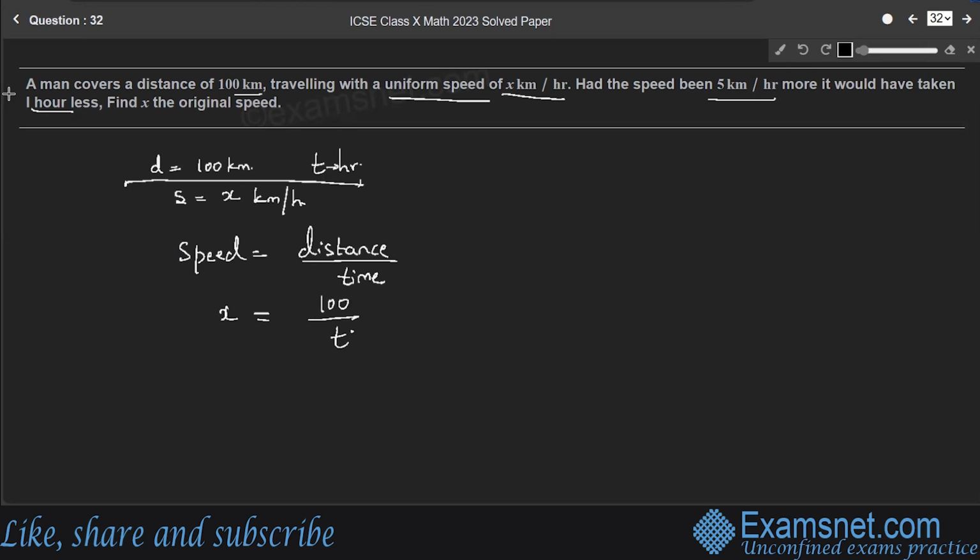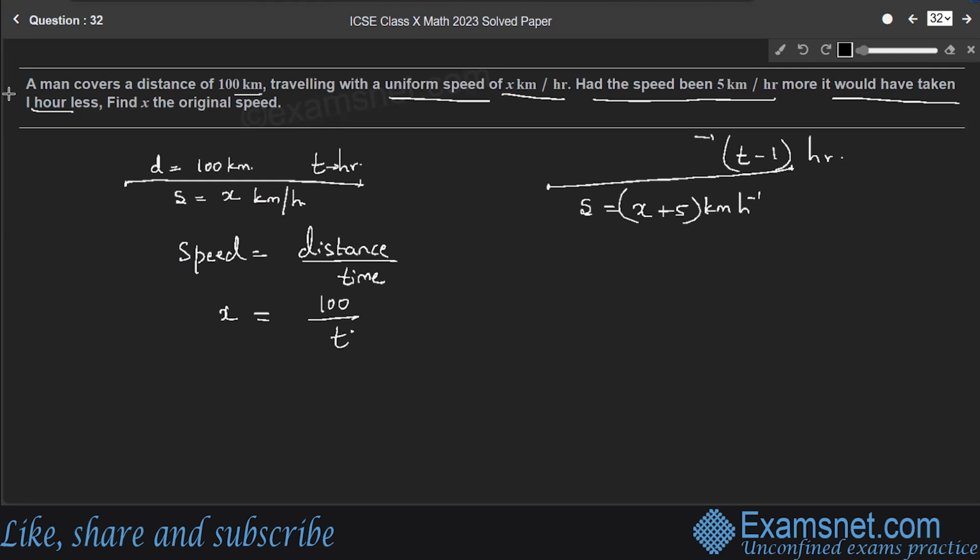So let us consider another situation. Had the speed been 5 km per hour more, it would have taken 1 hour less. That means in the second case, s is equal to x plus 5 km per hour, so the time taken by him will be t minus 1 hour. The distance will be the same. To cover the same distance, he takes less time compared to the previous time.